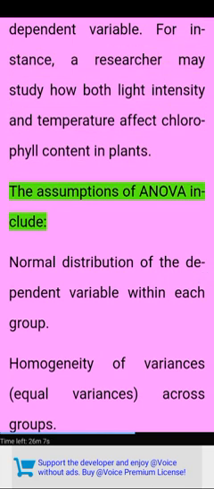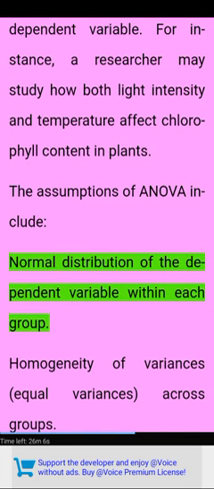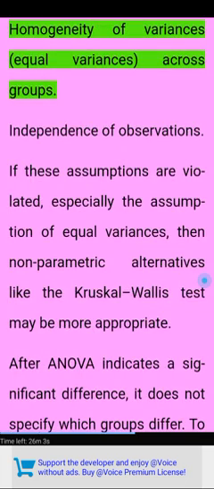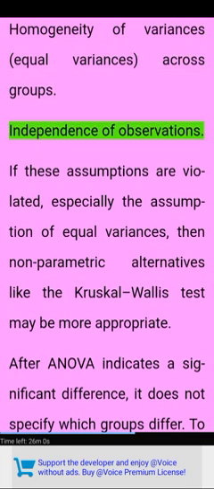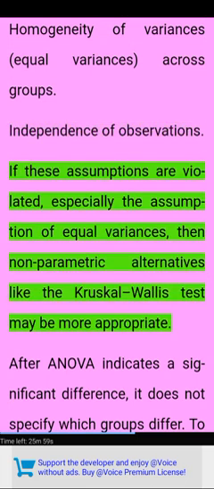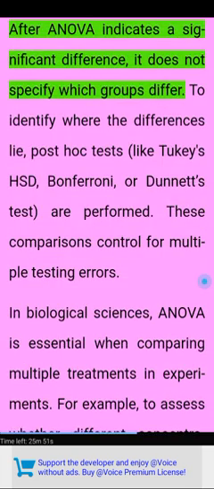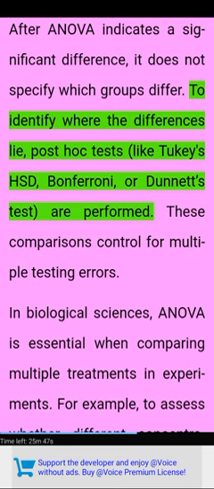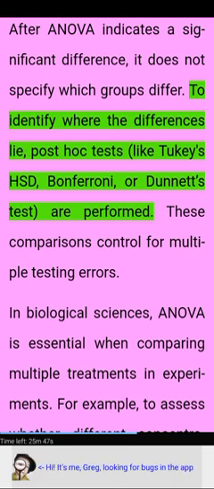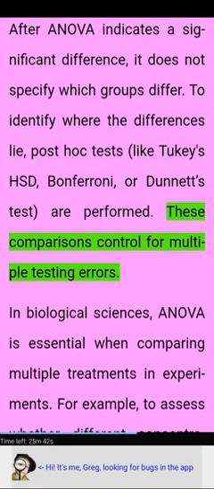The assumptions of ANOVA include normal distribution of the dependent variable within each group, homogeneity of variances (equal variances across groups), and independence of observations. If these assumptions are violated, especially the assumption of equal variances, then non-parametric alternatives like the Kruskal-Wallis test may be more appropriate. After ANOVA indicates a significant difference, it does not specify which groups differ. To identify where the differences lie, post hoc tests like Tukey's HSD, Bonferroni, or Dunnett's test are performed. These comparisons control for multiple testing errors.